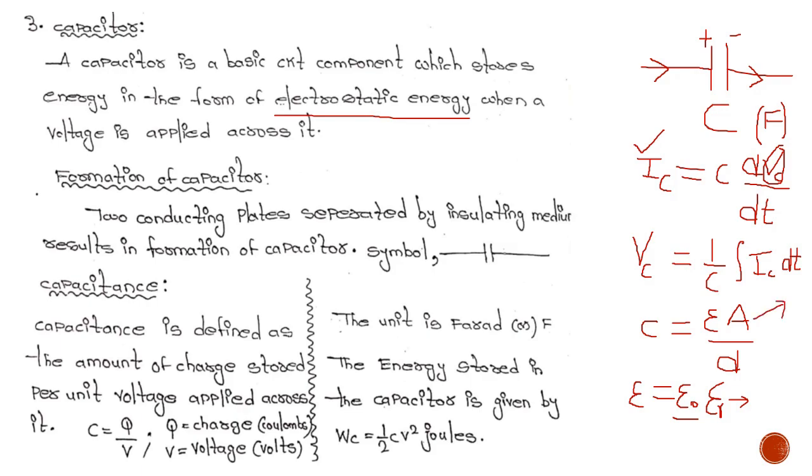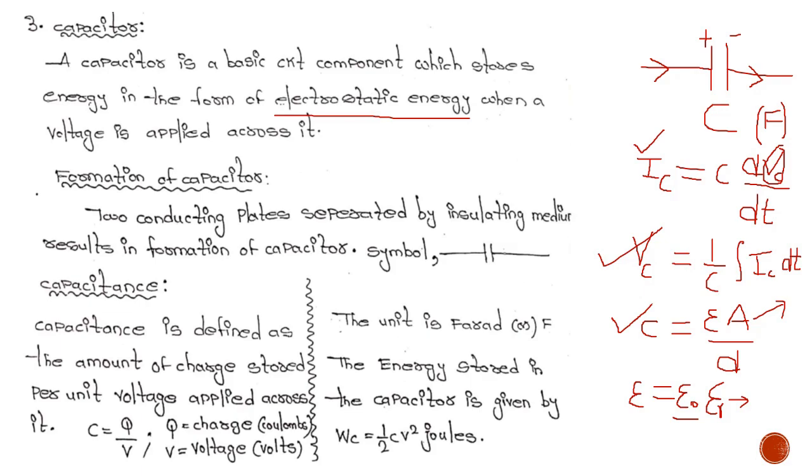And what is A here? A is the area of the capacitor, or the area occupied by this capacitor, and d is the distance between these two plates. Using this formula, we can get the capacitor value, and all these parameters are physical parameters. So this is how we can get the value of a capacitor, as we did for the inductor and resistor.